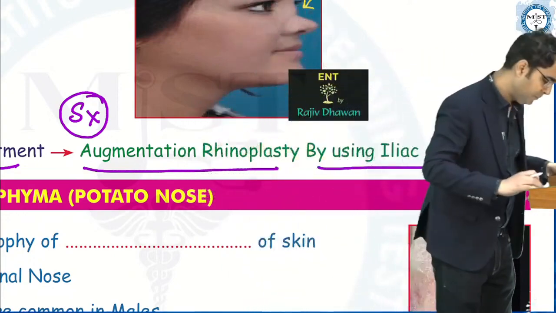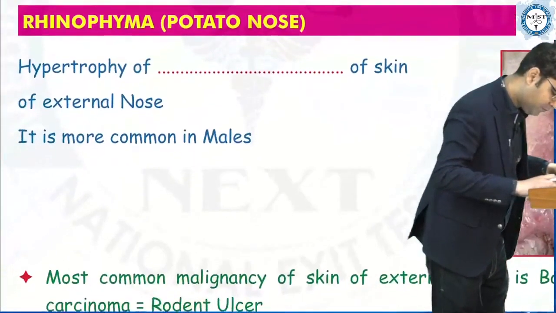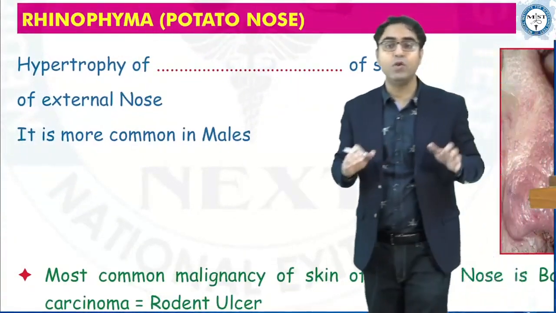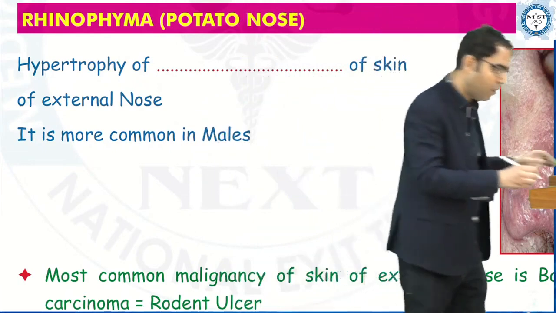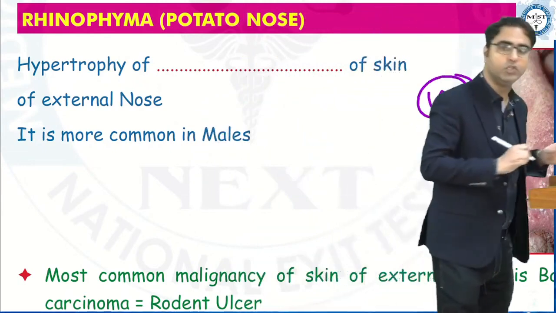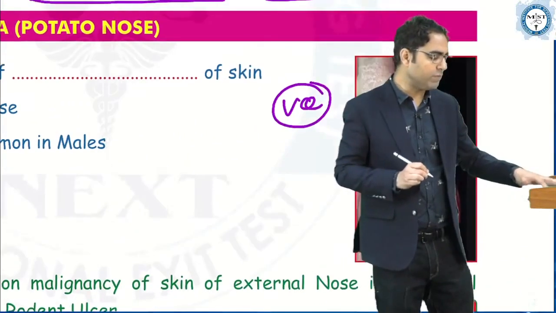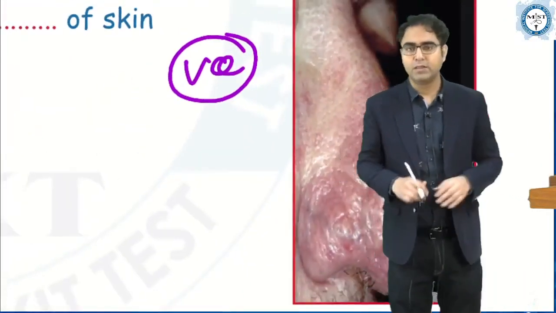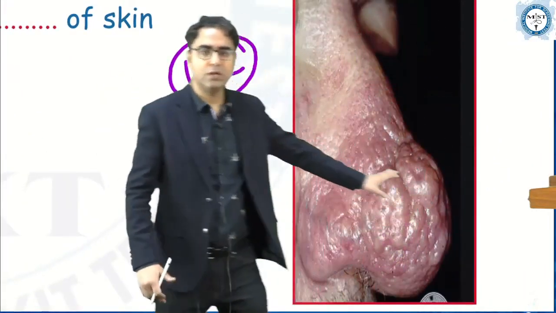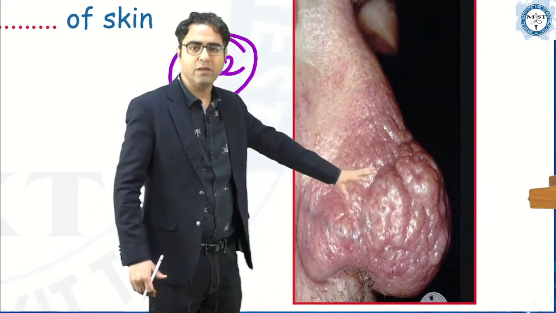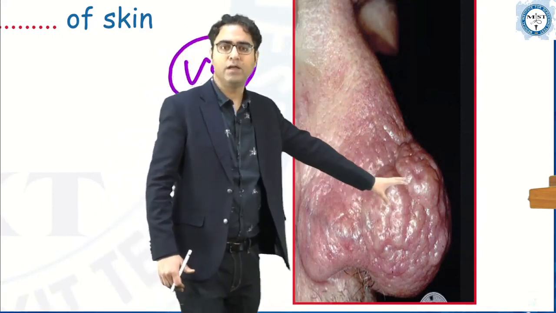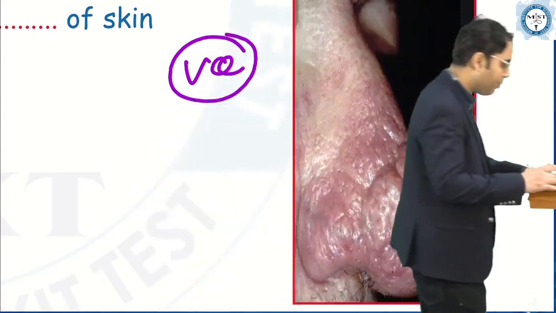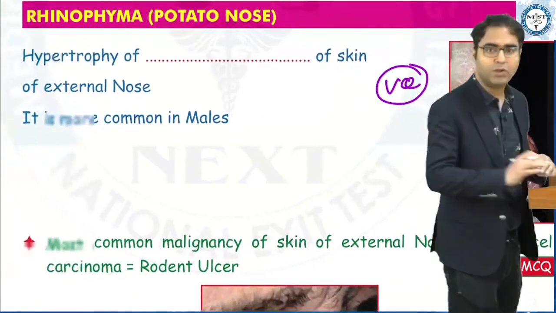Okay, fine. Now, next, rhinophyma. Very important. VQ, dermatology visual question. VQ means visual question of derma. First of all, see this. Can you see the rhinophyma? This picture, don't forget. Nose having irregular kind of swelling here and there. Rhinophyma is also called potato nose.